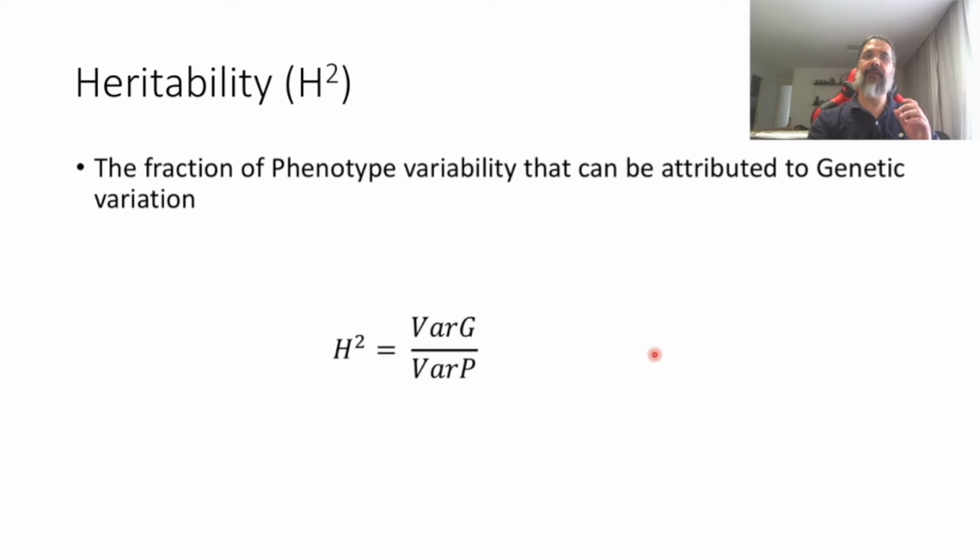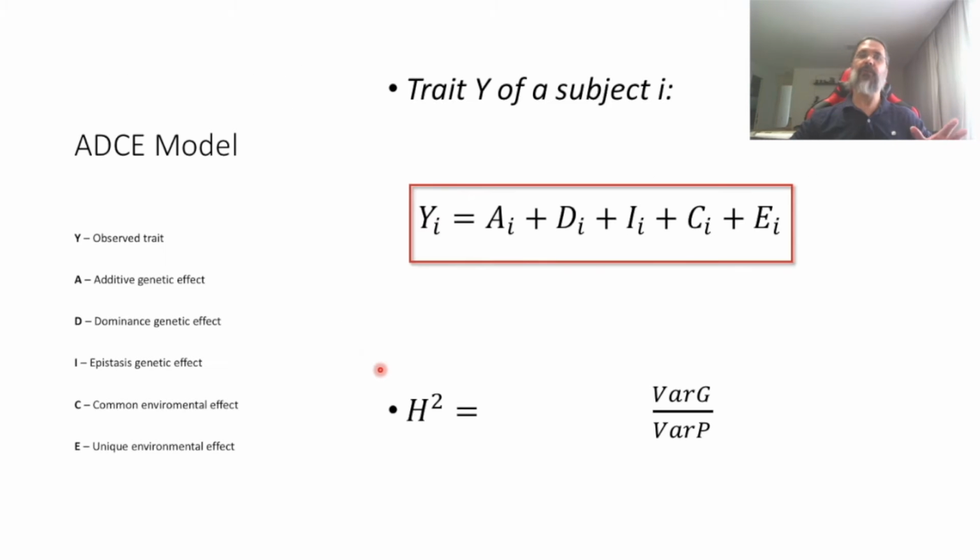And what do I mean when I say genetic influence? Well, we know that heritability is defined as the fraction of phenotype variability that can be attributed to genetic variation. We can illustrate that with a simple formula. It's a proportion of two variances. We also know that the most used model in heritability studies is the ADCE model.